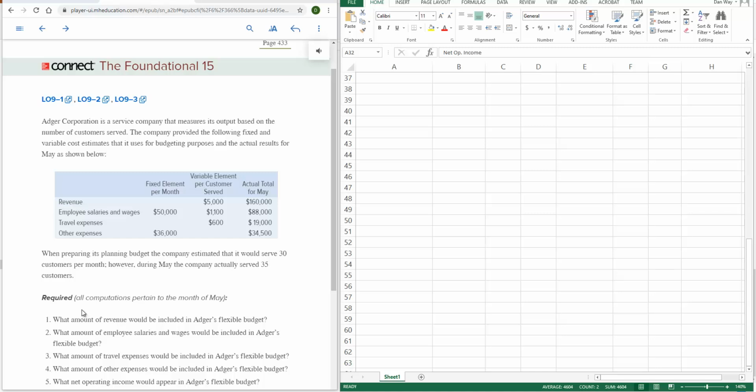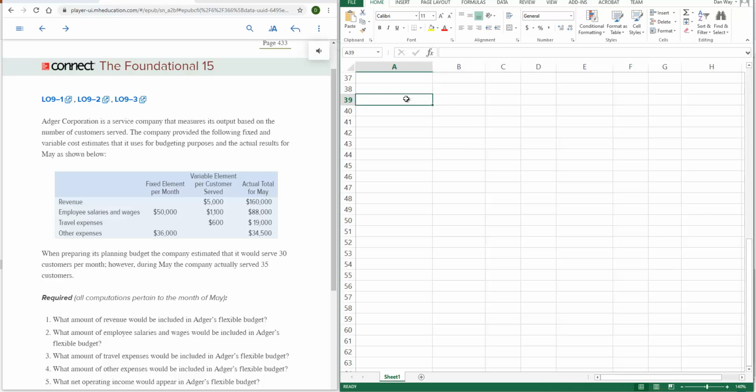So the first requirement is to find out what amount of revenue would be included in Adger's flex budget. So we're going to go ahead and do all of our setup up front, knowing that we're going to be looking for information from the flex budget, the planning budget, the actual results, and then our variances as well.